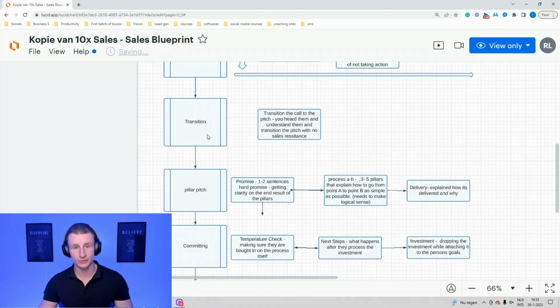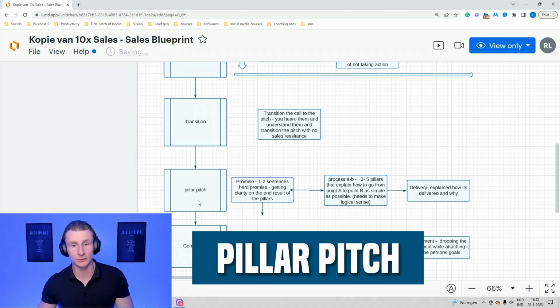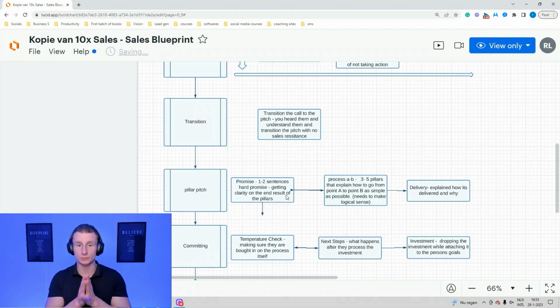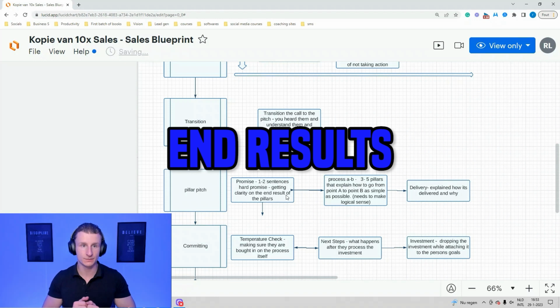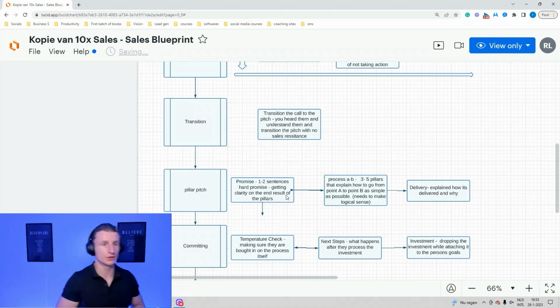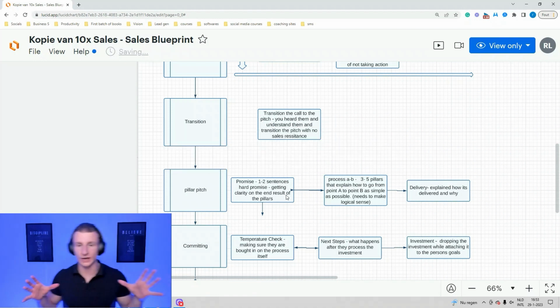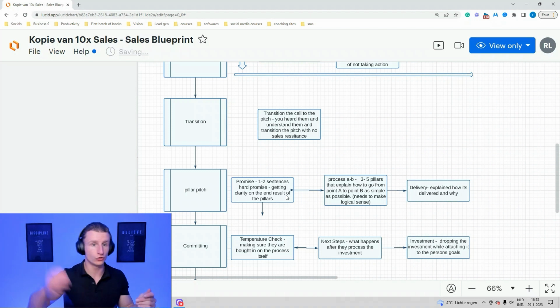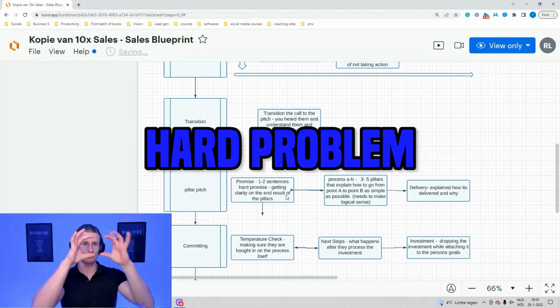So then when we did the transition, then we are going to the pillar pitch. And how this goes, this is actually a hard promise. So this is sort of like the end result in one sentence, 1 or 2 sentences. So this can be, hey, I'm going to explain how you can get 30 to 60 sales calls with the outbound ecosystems within 3 months of activating the system. This is how you're going to go from 10k a month to 100k a month in 3 months. That's also like a hard promise. And so that's what you're going to frame first.